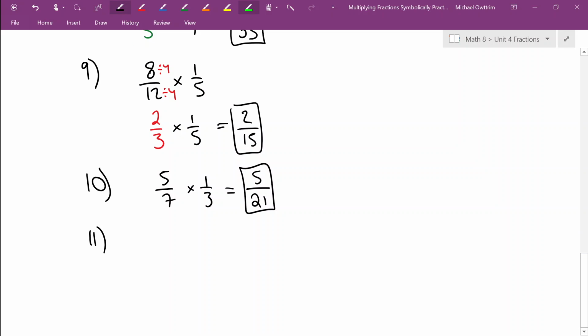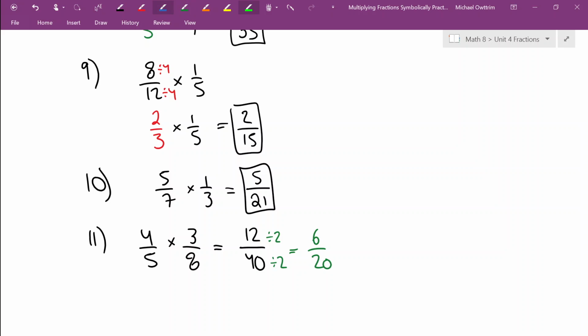Question 11, 4/5 times 3/8. There's no obvious simplification in the fractions, so let's just multiply. 4 times 3 is 12, 5 times 8 is 40. Both of those are even numbers, so we know that they divide by 2 at the very least. That gives us 6 over 20. Both of those are still even, and so we can divide those by 2 as well to get 3 over 10 as our simplest form.